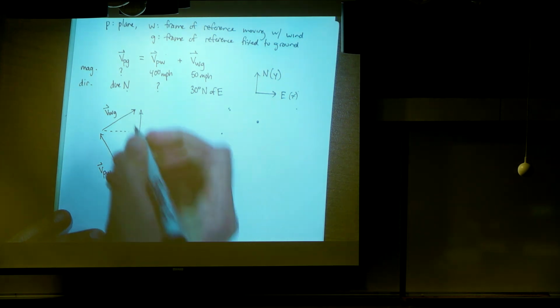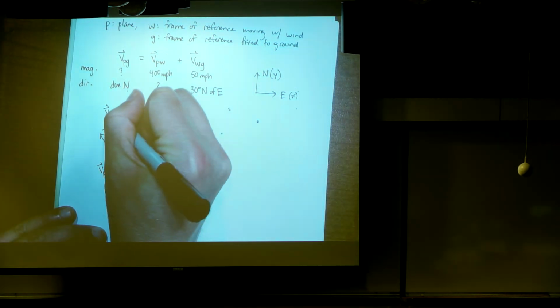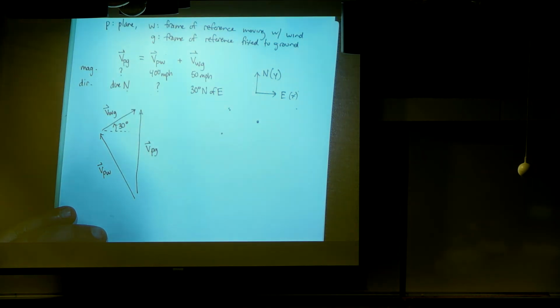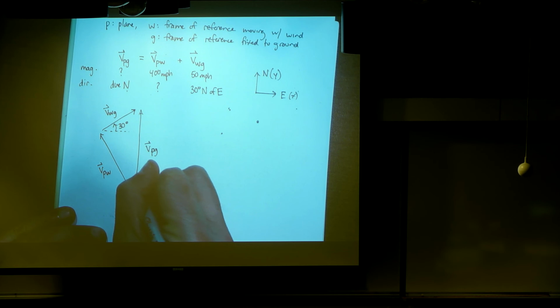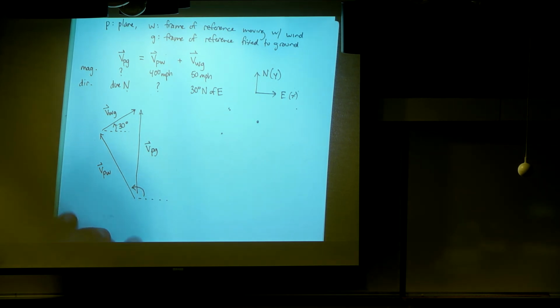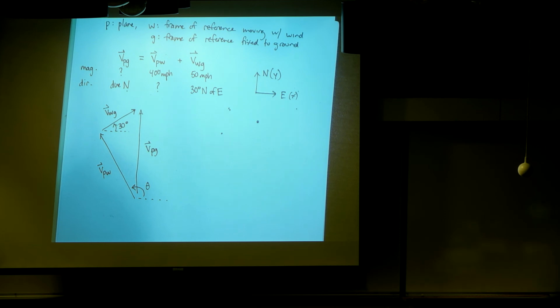All right, so I'm going to label a few things on here. For the wind relative to the ground, this angle it makes off the x-axis is 30 degrees. And for the plane relative to the wind, we don't know what angle it's at. I'll say the angle off the x-axis is theta, and we're going to determine what theta is. We'll do that first, okay?